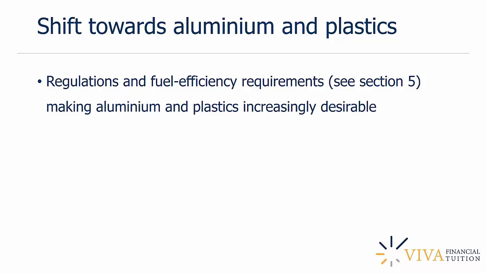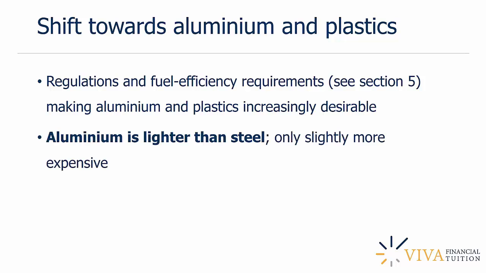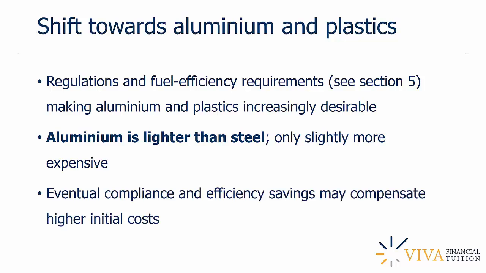Aluminium and plastics are increasingly desirable for this reason, and one of the main reasons is, of course, because aluminium is lighter than steel and it's only slightly more expensive in terms of per unit costs. Eventual compliance and efficiency savings may compensate for the higher initial costs that come from buying aluminium in bulk from suppliers.